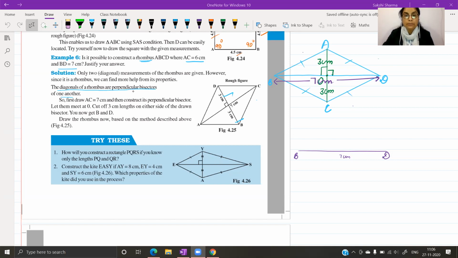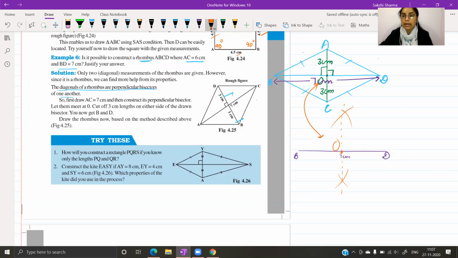We will open the compass more than half, draw arcs on top and below from both the endpoints. Once from B, without changing the radius, you do it from D as well. You get these kinds of points of intersection, and then you join these, you obtain the midpoint. This will be point O as shown here. In the rough sketch, as I've shown, this is point O.